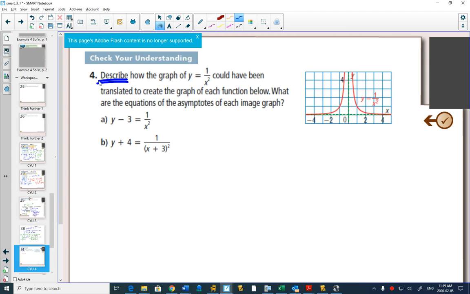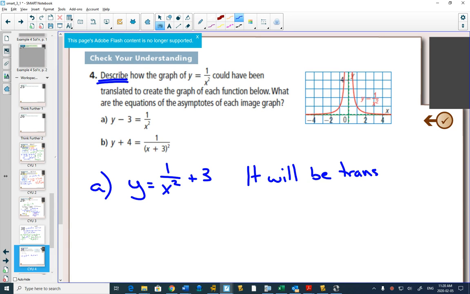Now in this one, it's really obvious that it would be words that you would use. For A, you want to describe how it could have been translated. What are the equations of the asymptotes for each image graph? So in A, the first thing I'm going to do is rewrite this with the 3 on the other side. And then I'm going to ask myself, is that 3 inside the function or outside the function? This one's outside the function. It's going to move it 3 units up. Proper words, it will be translated three units up.